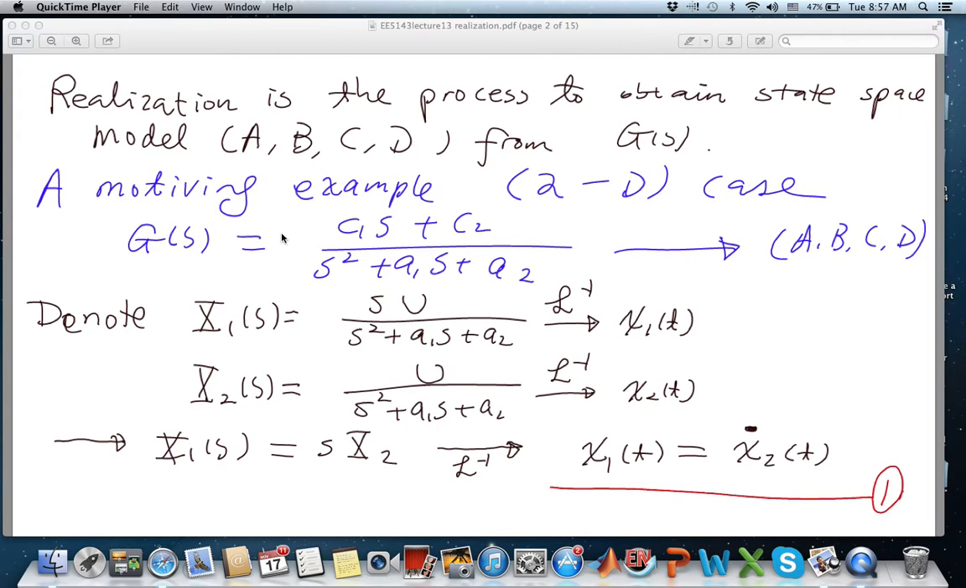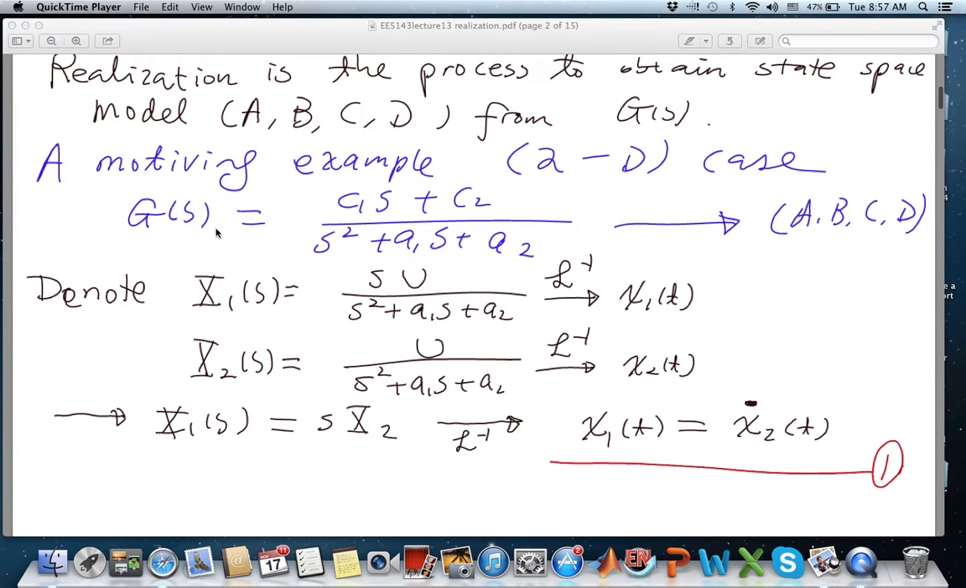We're going to illustrate the procedure with a second order motivating example here. So here we have G(s) equals (c1 s plus c2) divided by (s squared plus a1 s plus a2). Starting from here, we want to find the corresponding ABCD formats for this transfer function. Okay, so the first thing we need to know is that we define X1(s), which is going to be s multiplied with U divided by s squared plus a1 s plus a2, as the Laplace transform of x1(t).